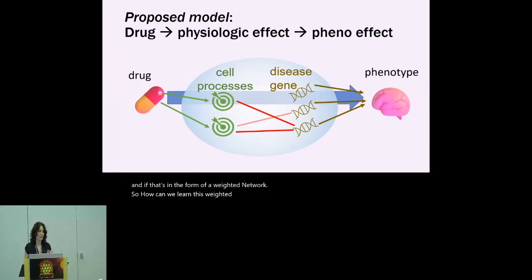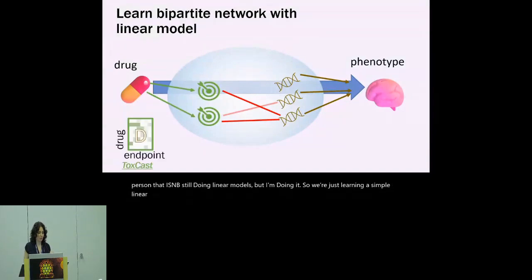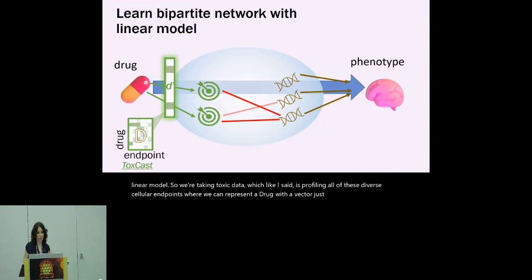What we're doing is the simplest thing we could think of. Maybe I'm the only person at ISMB still doing linear models, but I'm doing it. So we're just learning a simple linear model. We're taking ToxCast data, which, like I said, is profiling all of these diverse cellular endpoints, where we can represent a drug with a vector, just saying how much the drug impacts each of these 1,000 or so endpoints.